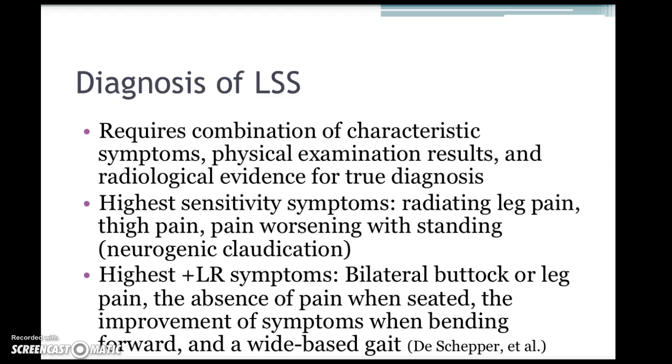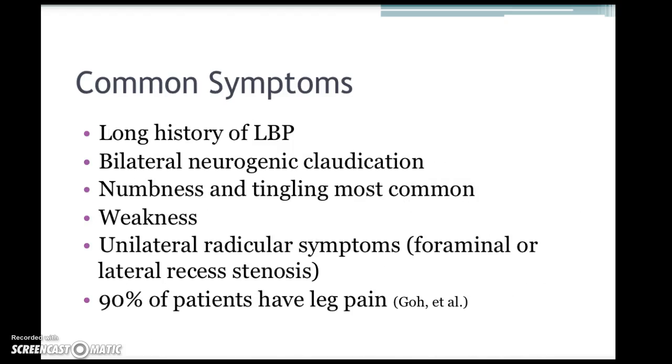Diagnosis of lumbar spinal stenosis requires a combination of characteristic symptoms, physical examination results, and radiological evidence for a true diagnosis. The symptoms that have the highest sensitivity for lumbar spinal stenosis include radiating leg pain, thigh pain, and pain that worsens with standing, or neurogenic claudication. The symptoms that have the highest positive likelihood ratio for having LSS include bilateral buttock or leg pain, the absence of pain when seated, the improvement of symptoms when bending forward, and a wide base gait.